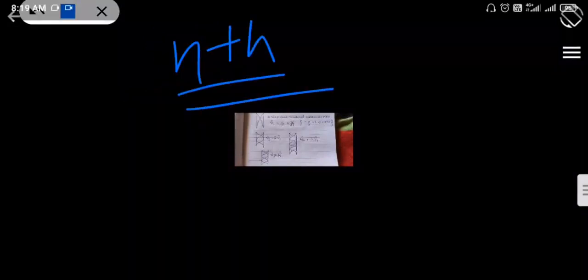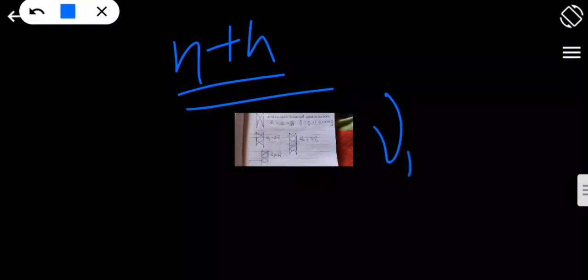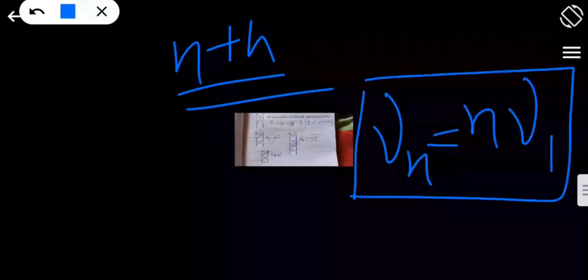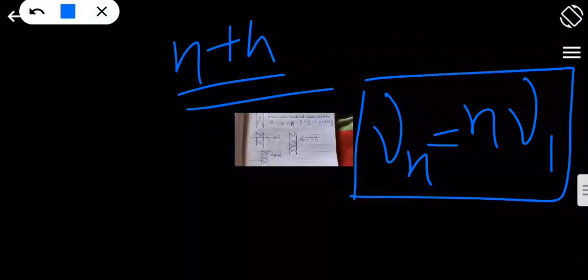Okay, next for the nth term, if for all the terms we are getting the same thing, then for the nth term it will be nu n is equal to n times nu 1. Okay, this is what? Vibration in a string.